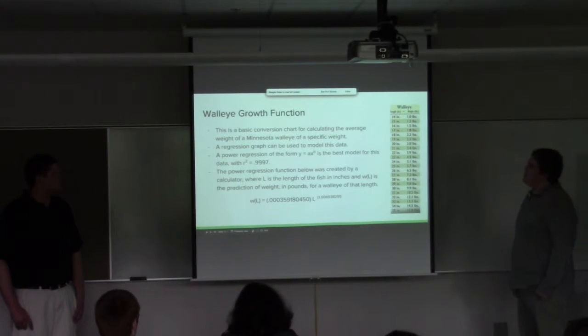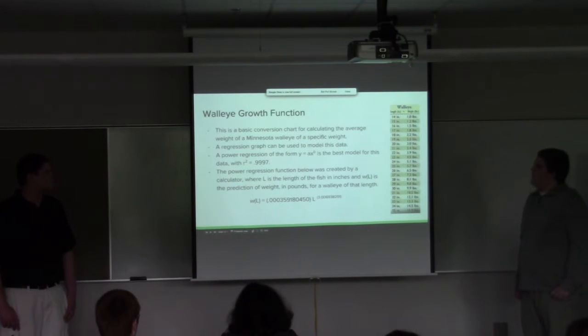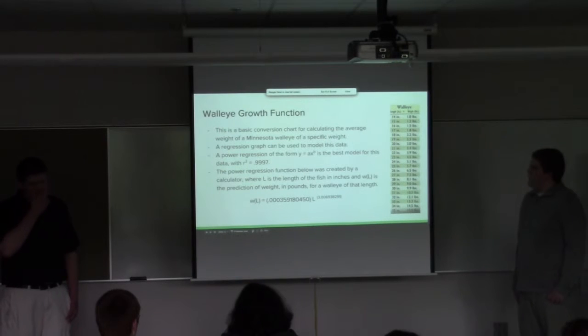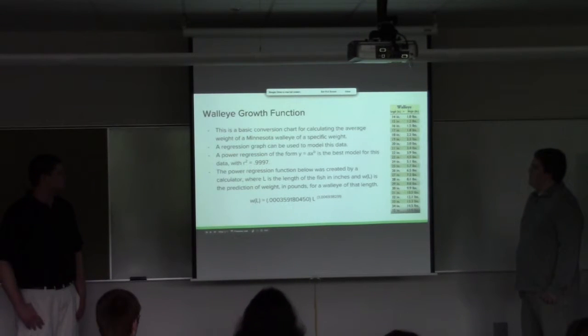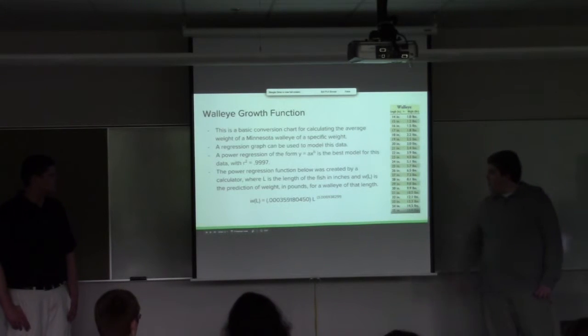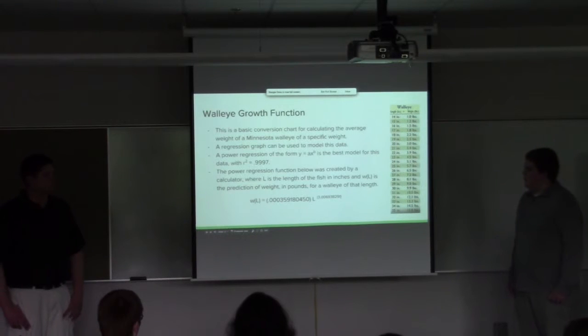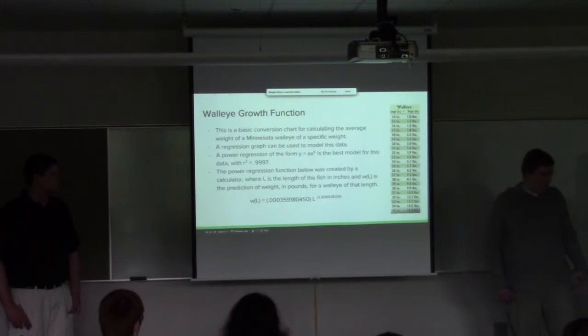A regression graph can be used to model this data. Power regression, y equals ax raised to the b power, is the best model for this data with an r squared value of 0.9997. The power regression function below was created by a calculator, where L is the length of the fish in inches and W(L) is the prediction of weight in pounds for a walleye of that length, thus the W. After putting all this in and doing power regression tests, this is what we found was the function of the graph.